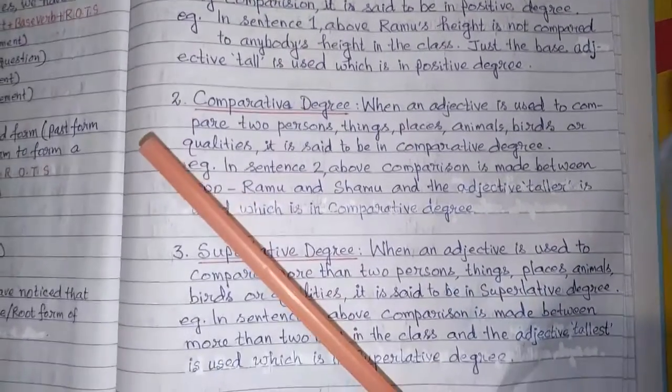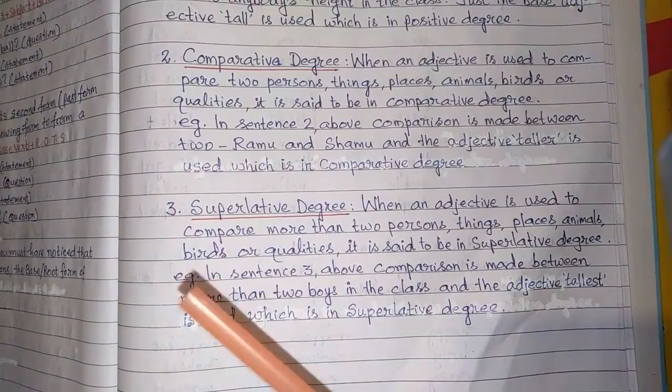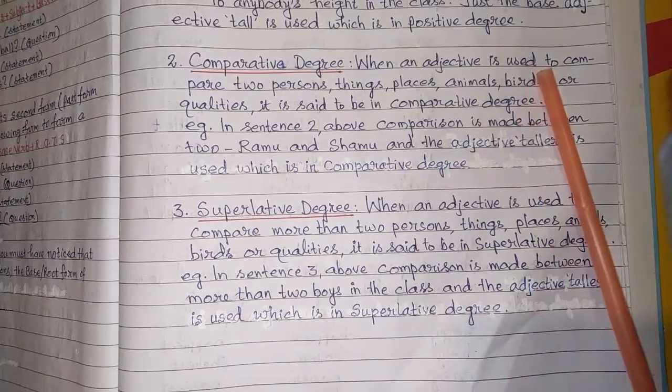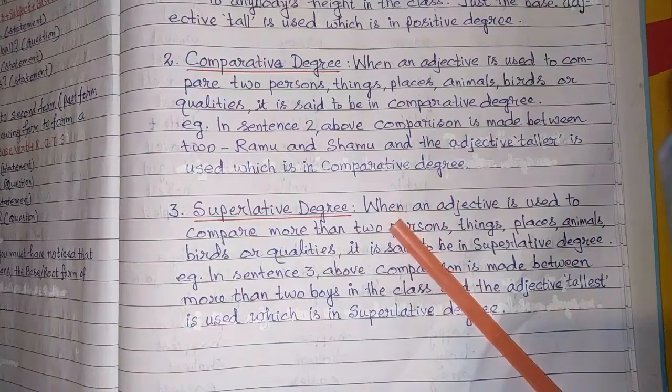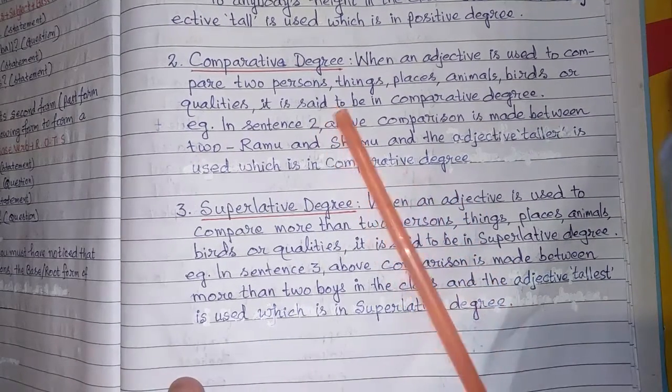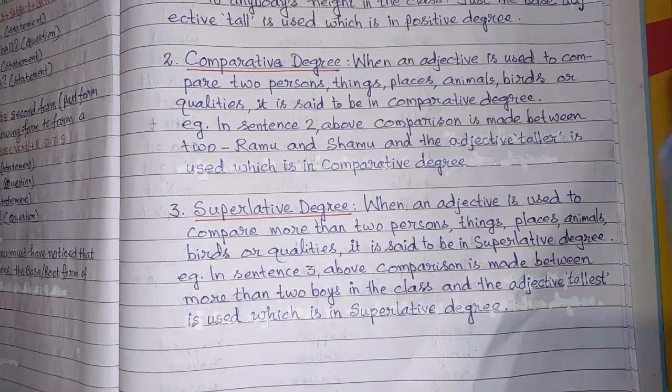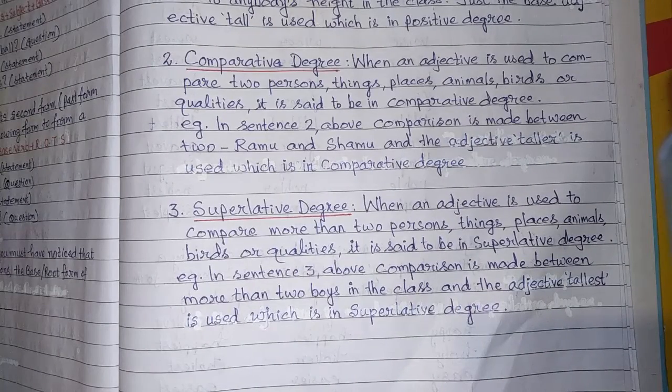Okay, now let us see the next one, comparative degree. So when an adjective is used to compare 2 persons or things or places or animals or birds or qualities of the nouns, it is said to be in comparative degree. So when we are comparing 2, so as I said, the 2 can be 2 persons, 2 things, 2 places. It may be 2 animals, 2 birds, or 2 qualities in nouns. So at that time when we are using the adjective, it is said to be in comparative degree.